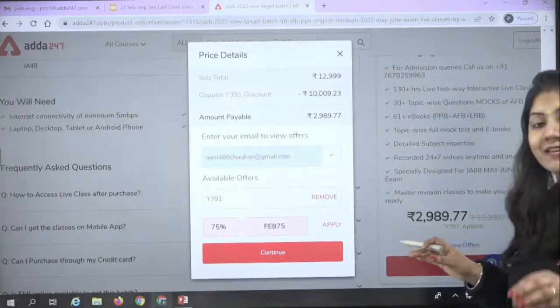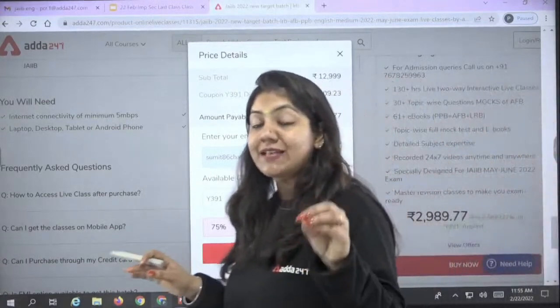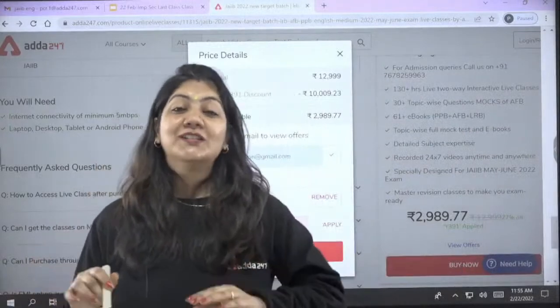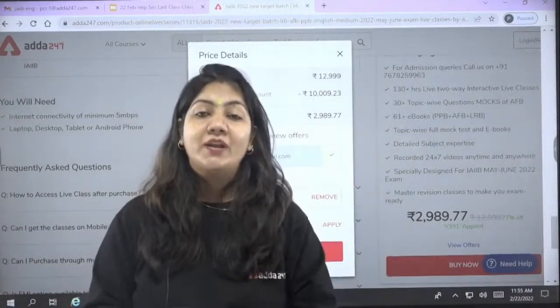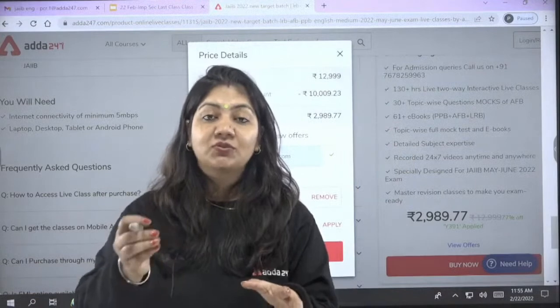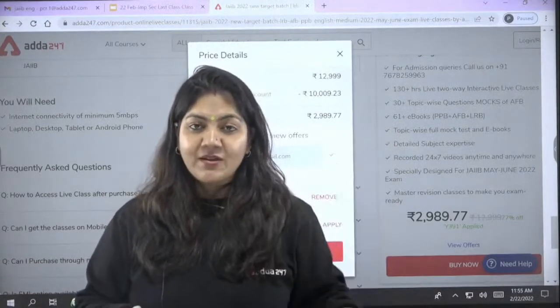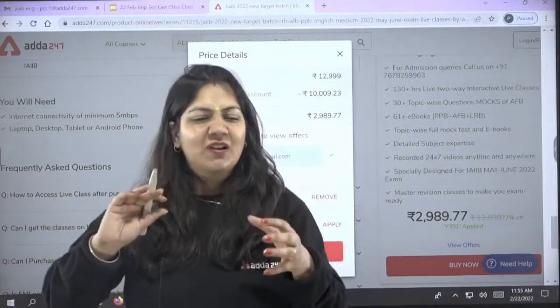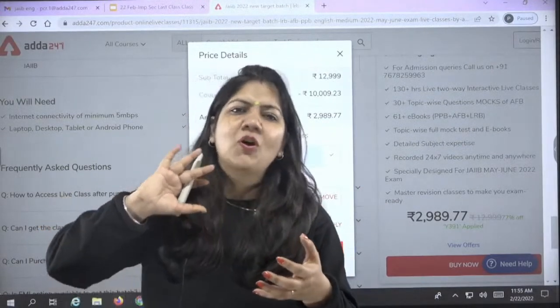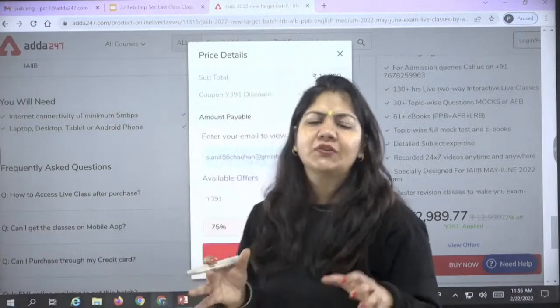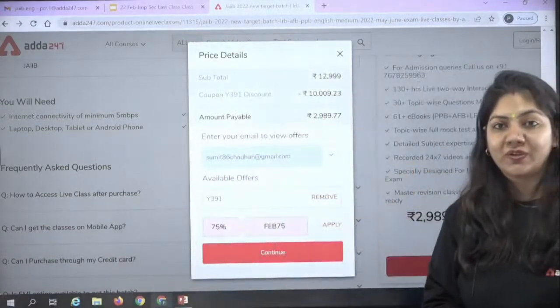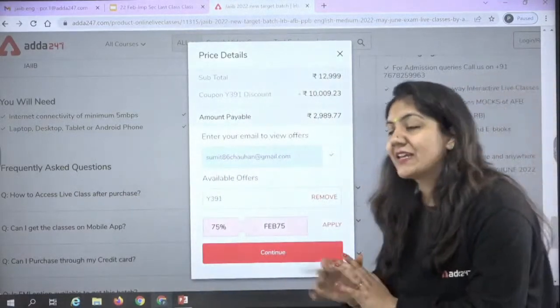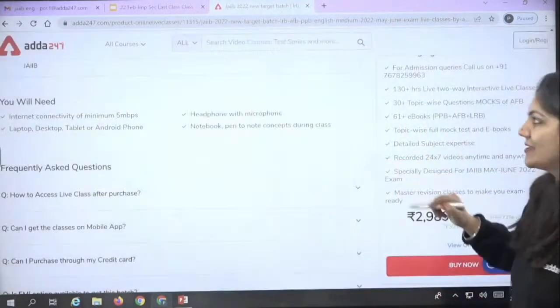Just make a target that in this year you have to crack the exam, otherwise you have to learn the new subjects in 2023. Make a target in 2022 to crack JAIIB and CAIIB, otherwise you will have to give more attention and do more hard work from 2023. So just make a target that you have to crack the JAIIB exam.